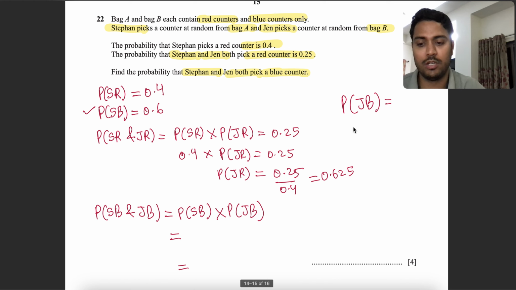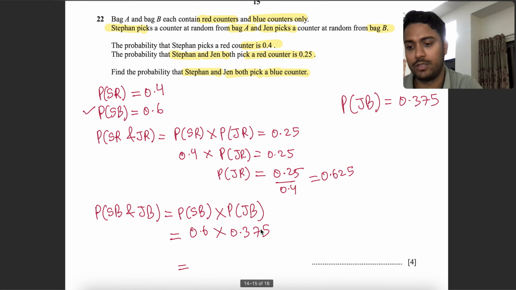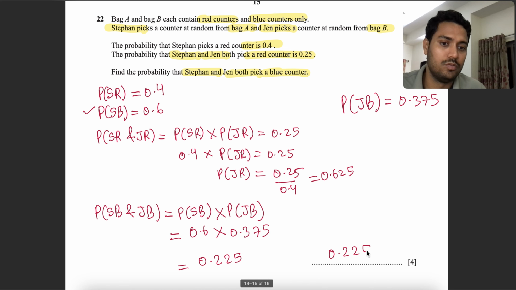That's Jen red. Jen blue will be 1 minus answer, that is 3 by 8 or 0.375. So Stephen blue 0.6 multiplied by Jen blue 0.375, and the answer is 0.225. That's the answer, 0.225.